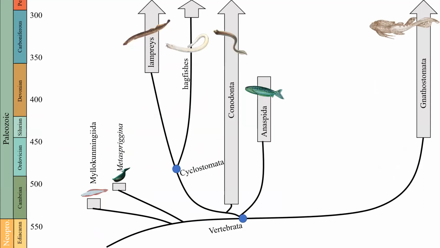Here's two lineages of stem cyclostomes. So early jawless vertebrates, they're on the cyclostome side of the vertebrate family tree, they're not on our side. They're with lampreys and hagfish. We'll meet them here in a second.